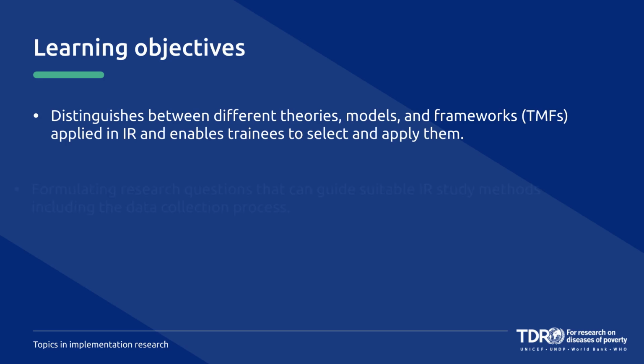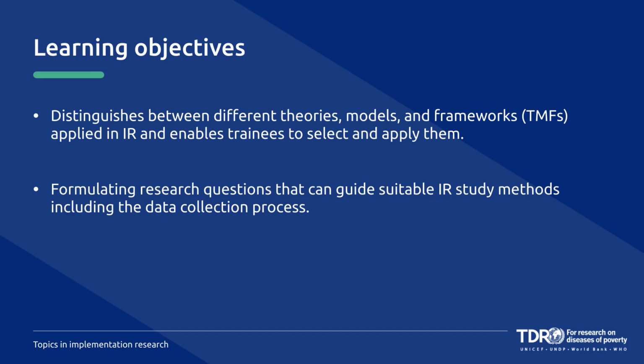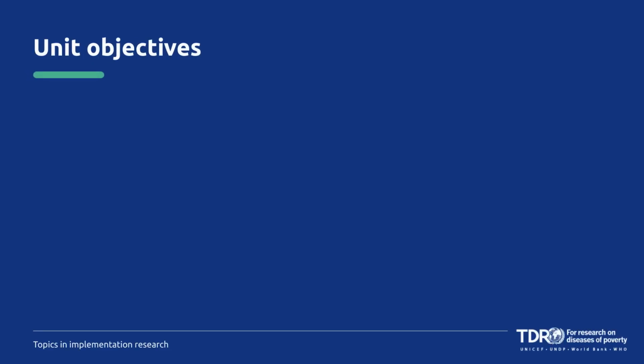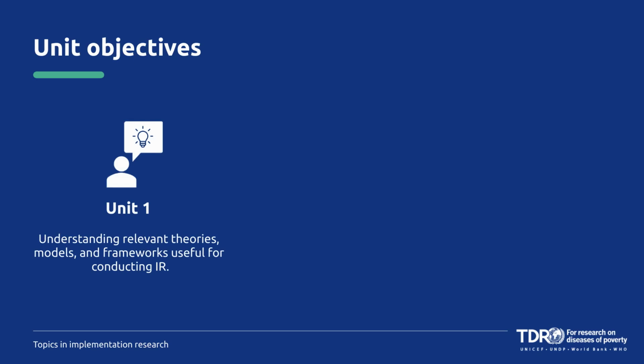This chapter also focuses on formulating research questions that can guide your implementation research study methods. We will also highlight the differences between different study methods and data collection processes for conducting implementation research. In order to cover the material in this chapter comprehensively, we have divided the chapter into 3 units. In Unit 1, this video, we look at understanding relevant theories, models, and frameworks useful for conducting implementation research.